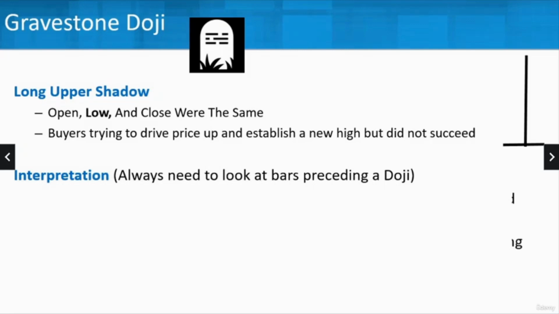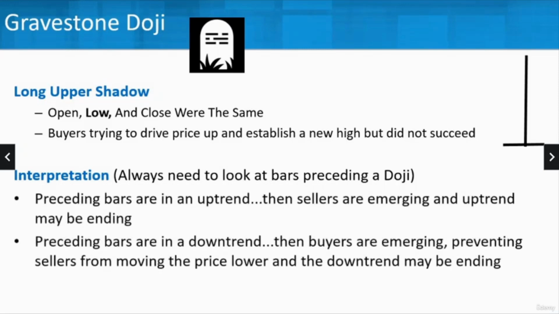And so what's happening here is the buyers are trying to drive the price up and establish a new high, but they didn't succeed. Opened at a price, tried to drive it up, came all the way down. The closing price was near the opening. So again, we look at the preceding bars, and the preceding bars were in an uptrend. Then sellers are emerging, and the uptrend might be ending. Buyers are saying, let's push this baby up higher still. But sellers are saying, no, we're going to bring this down at least to our opening, and we're going to bring it all the way down for the close back to the opening. And so that uptrend might be ready to transition or end.